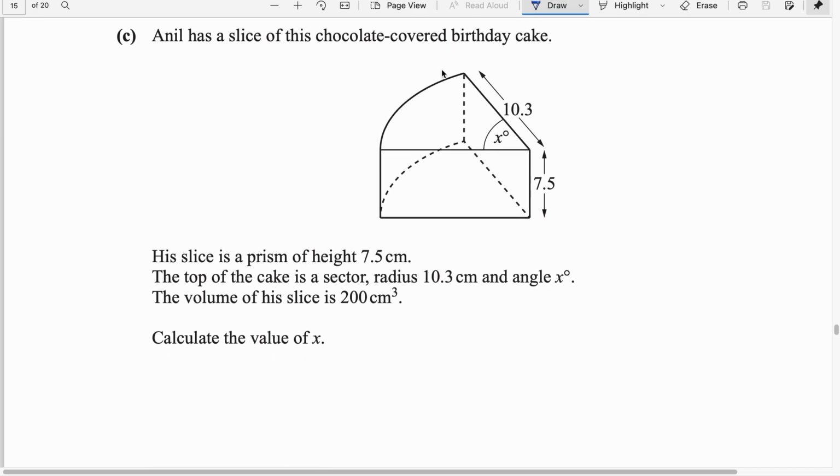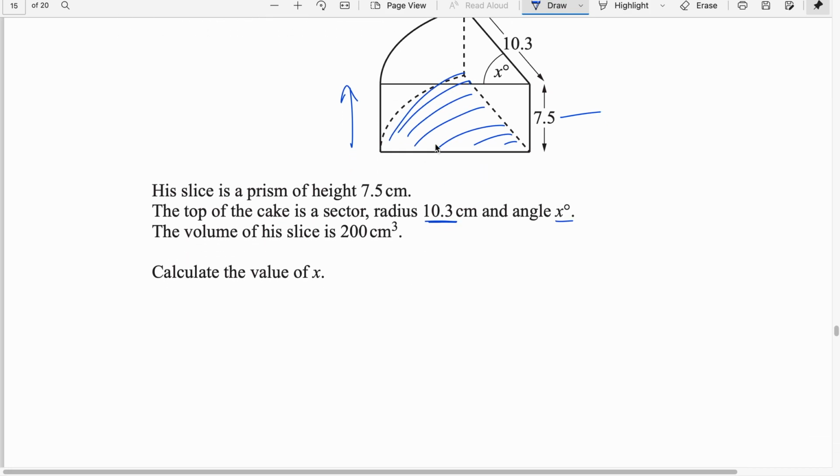Anil has a slice of chocolate covered birthday cake. His slice is a prism of height 7.5. The top of the cake is a sector with the radius 10.3 and angle is unknown. Volume of the slice is 200. So volume is basically cross-sectional area times height. So when we write this cross-sectional area, it is a sector which should be angle by 360 into pi r square by the height will give you the volume.